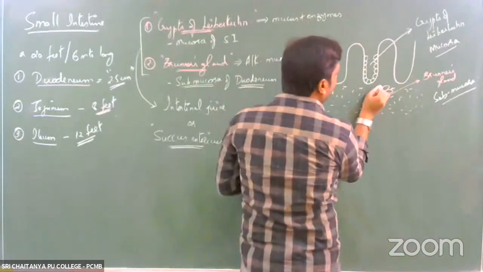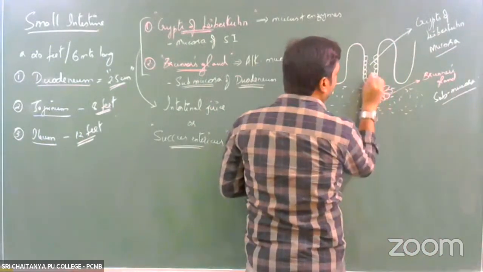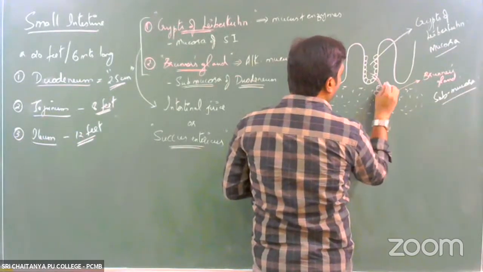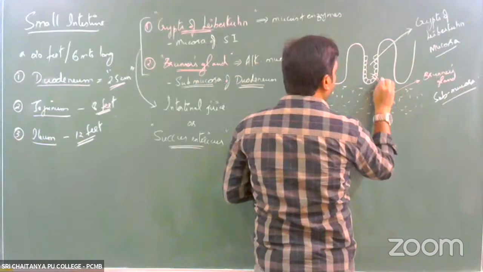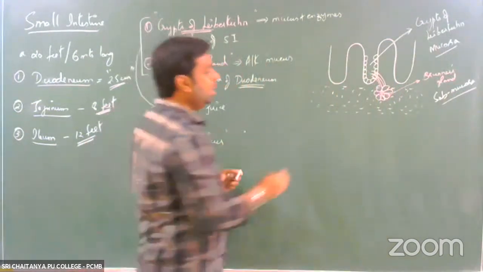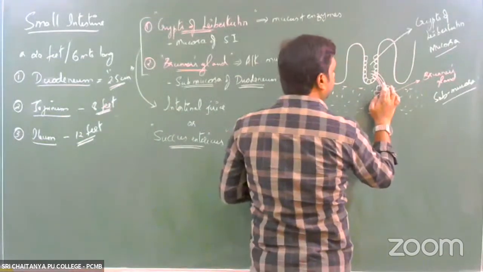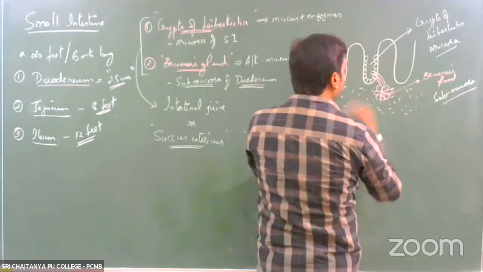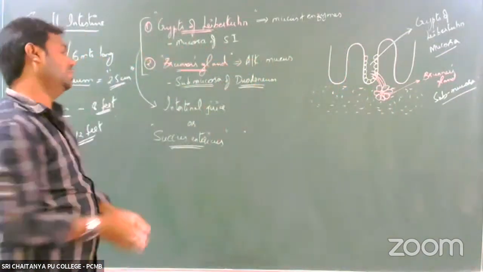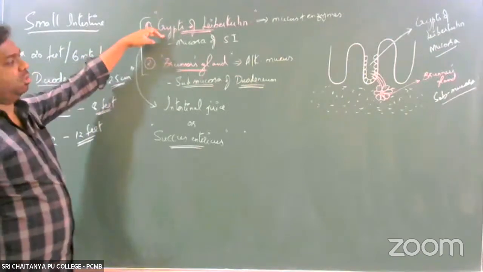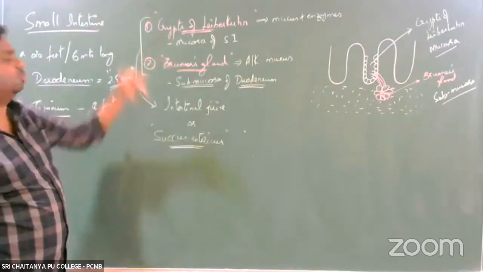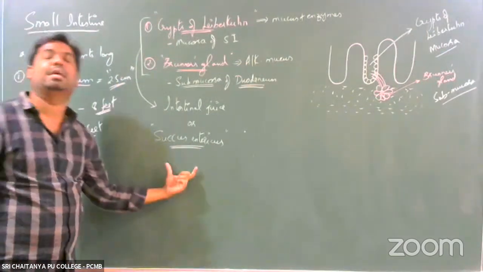Now this Brunner's gland also has a duct which would open up into the crypts of Lieberkühn, and all the secretions are poured into the crypts of Lieberkühn. So this is how these two glands are placed, the crypts of Lieberkühn as well as the Brunner's gland together. Both of these secretions together, we will call the succus entericus.